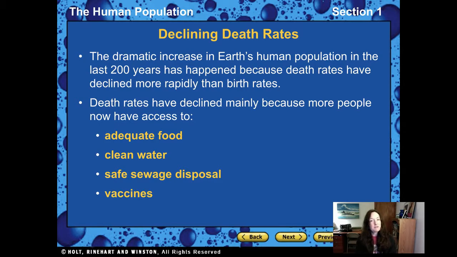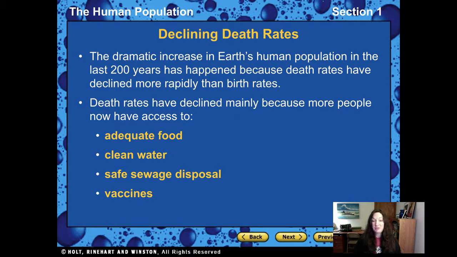So we have also seen a dramatic decrease in death rates over the past 200 years. A lot of this has to do with developments that came along with the scientific and industrial revolutions in the past couple hundred years. We've been able to feed people. So the more kids you can feed, the more kids you can have. So adequate food, having clean water and sanitation, that has been very important in keeping people alive longer.